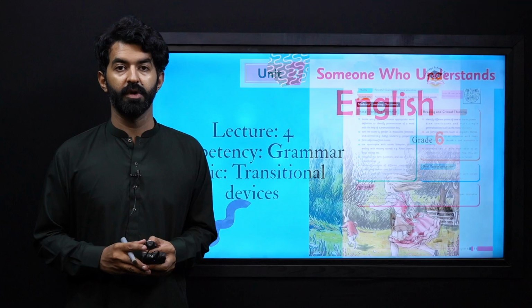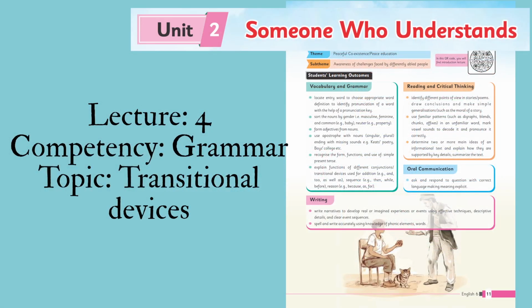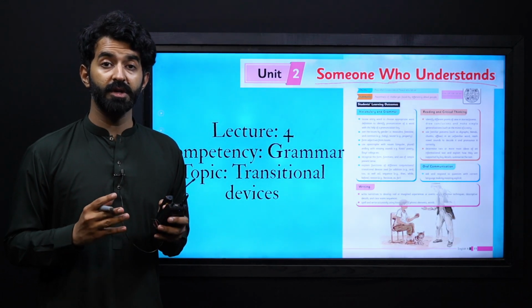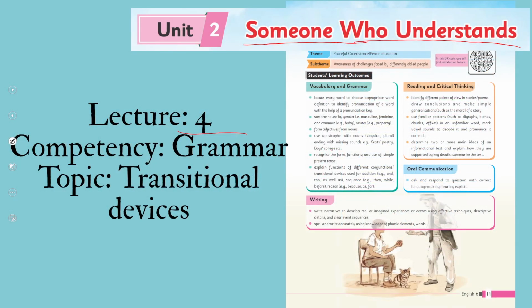So as you know, we are done with unit 1 and now we have proceeded towards unit number 2. The title is Someone Who Understands. You have gone through the lesson very well. Now this will be our lecture number 4 with the competency of grammar, and the topic is transitional devices.